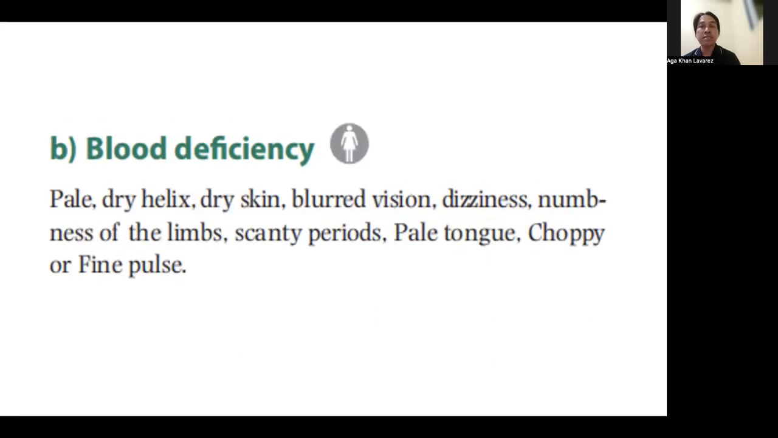Letter B, blood deficiency. Pale, dry helix, dry skin, blurred vision, dizziness, numbness of the limbs, scanty periods, pale tongue, and the pulse is choppy or fine.